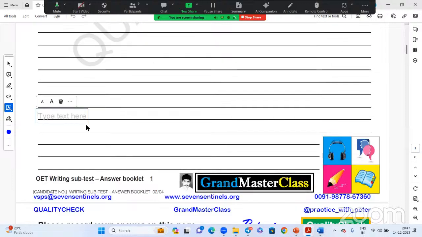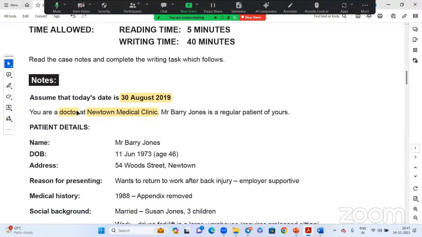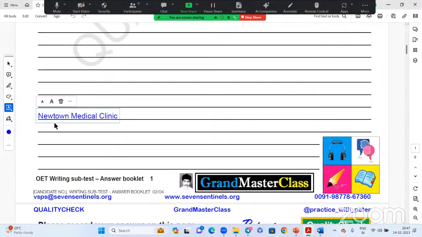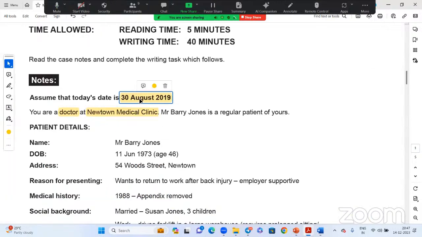And after the date, what else is needed? Newtown Medical Clinic. Doctor at Newtown Medical Clinic. So the name of the medical clinic is Newtown Medical Clinic, and it will not be in some other town. It will be in Newtown only. Newtown Medical Clinic, Newtown. So we have got the date and this seventh component.